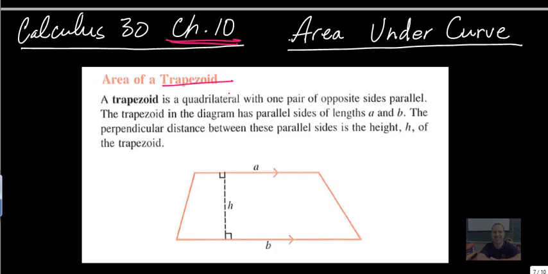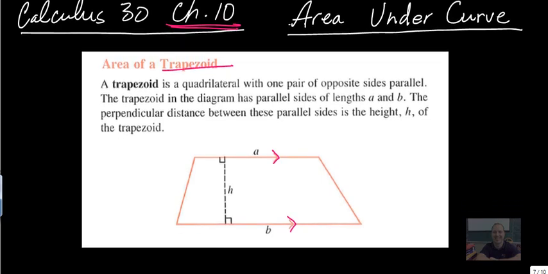A trapezoid, of course, is a quadrilateral. It's got four sides. Two opposing sides are parallel. So these two are parallel. These other two sides are not necessarily parallel. If they were parallel, we would have a square or a rectangle. But we're dealing with trapezoids, which have non-parallel sides. So in this diagram, this is a trapezoid. That's what it looks like.